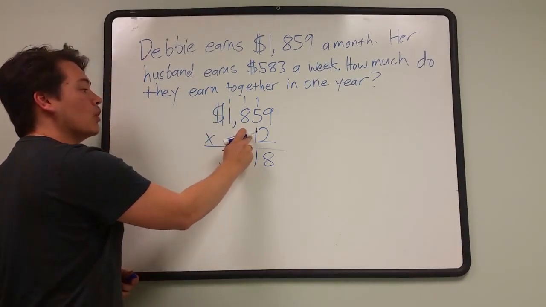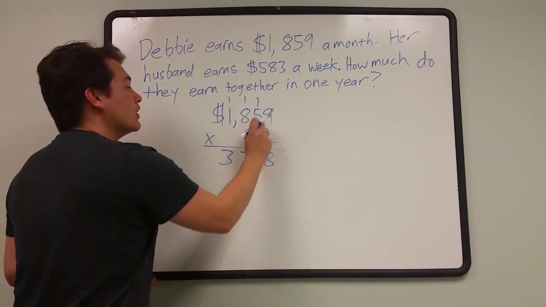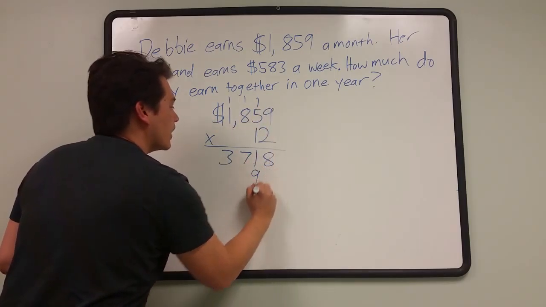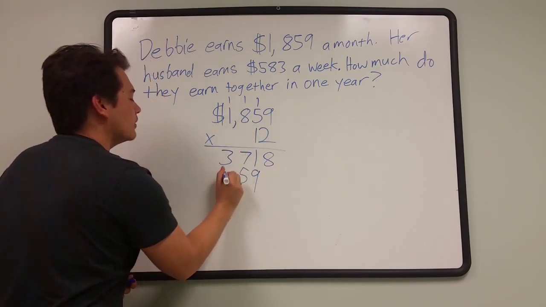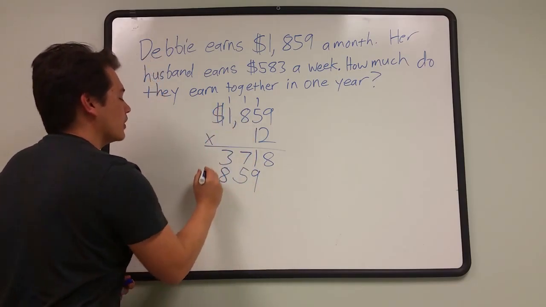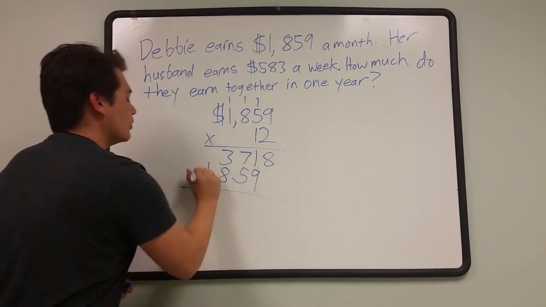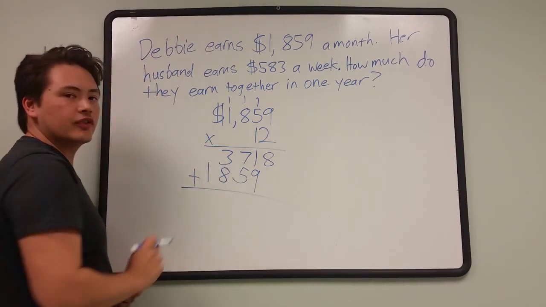Then we're going to multiply 1 times all these. So 1 times 9 is going to give us 9. 1 times 5 is going to give us 5. 1 times 8 is going to give us 8. And 1 times 1 is going to give us 1. And then we're going to add these two numbers together.